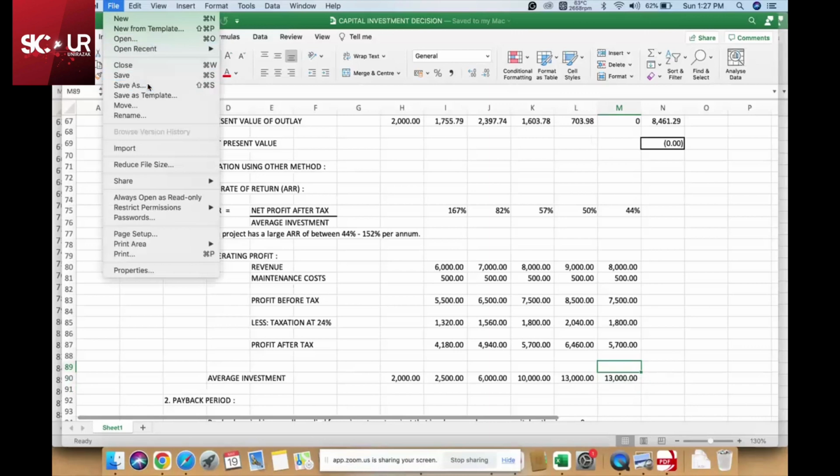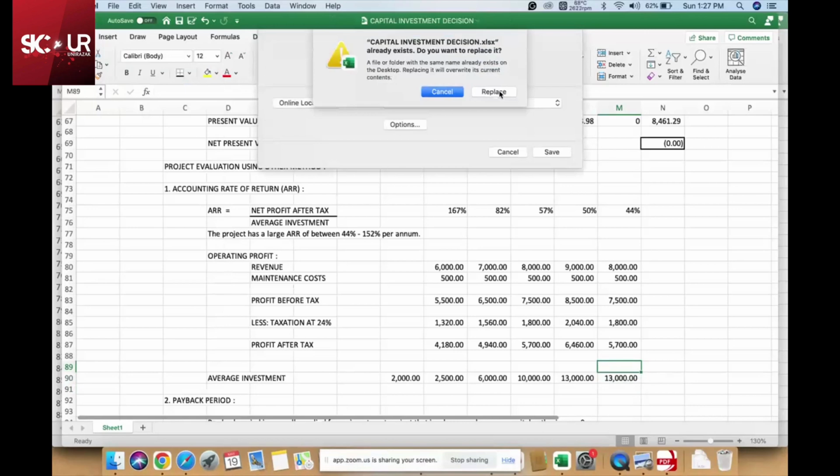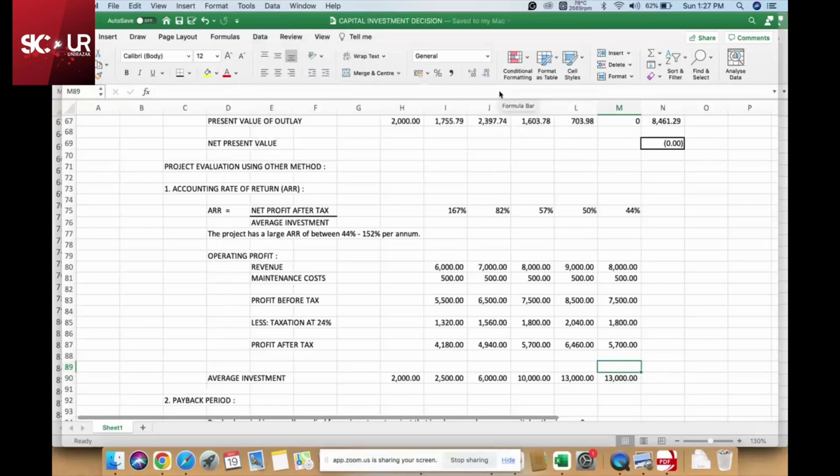So what is the purpose of using this average investment? I do not understand why it is divided by 2. Because it's average, divided by 2 means we take the opening and ending and divide by 2. The purpose is just to calculate the ARR, the accounting rate of return. The accounting rate of return is net profit after tax divided by average investment.